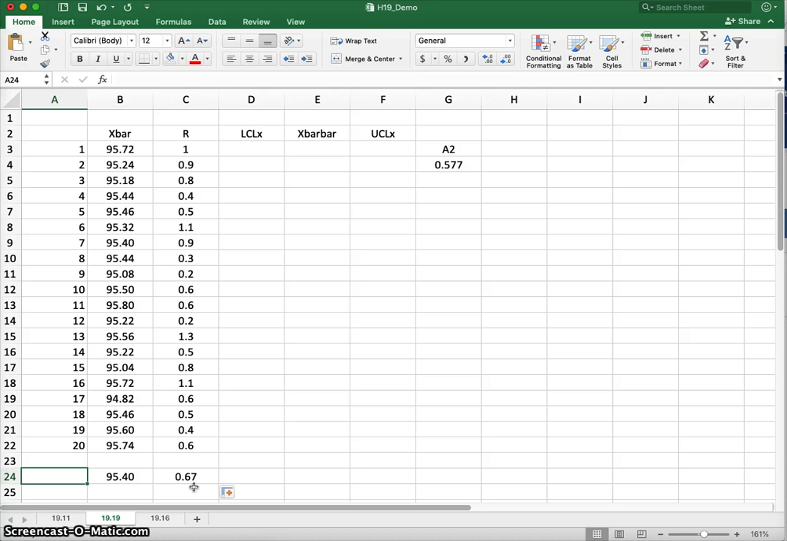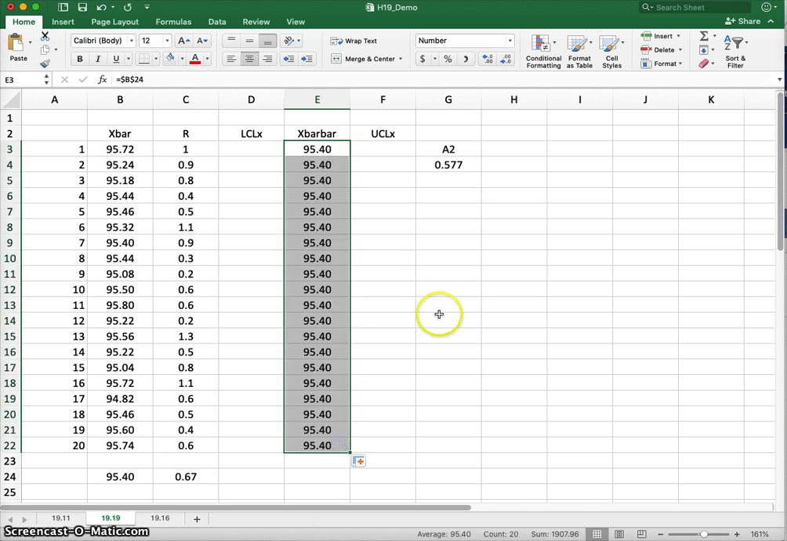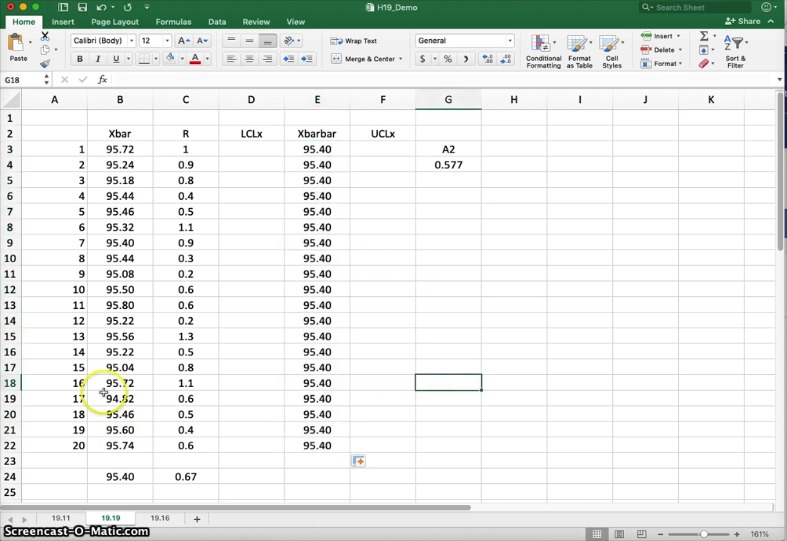I'm going to do a little more than is required in this particular question, just because I want to put it on a chart so you can see what it looks like. So I've already figured what X bar bar is, and I'm just going to copy that up here, and I'm going to make it constant, so that I can draw a line on a chart. X bar bar is 95.4. That's just the average of all the sample means.